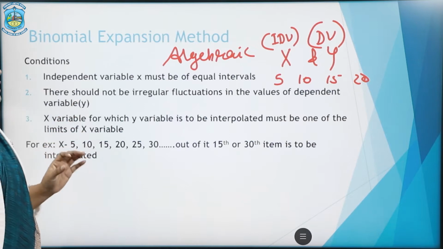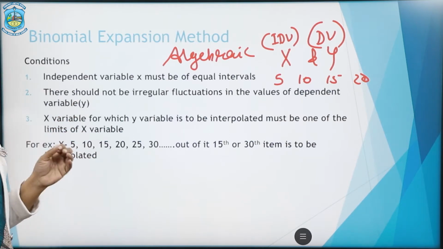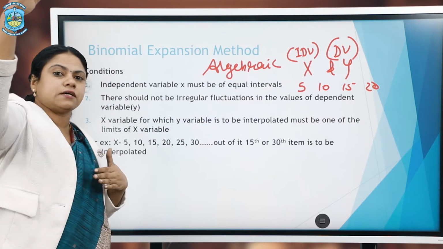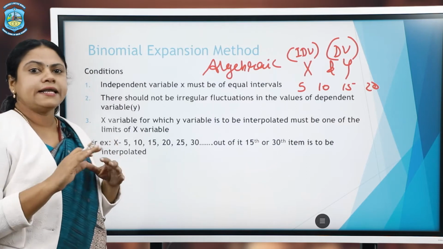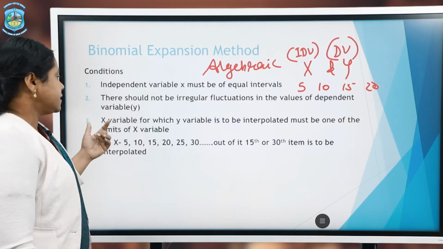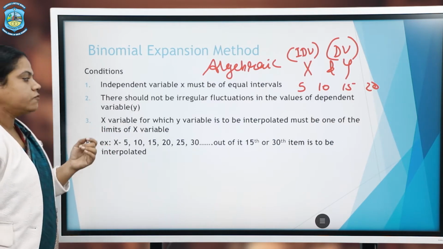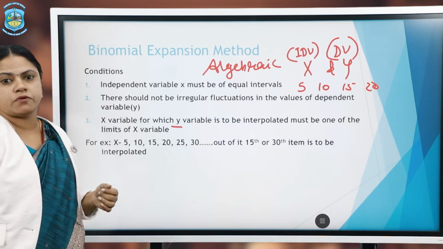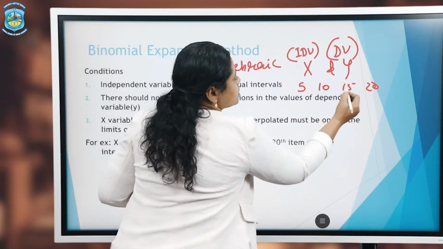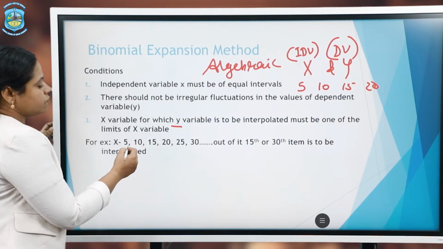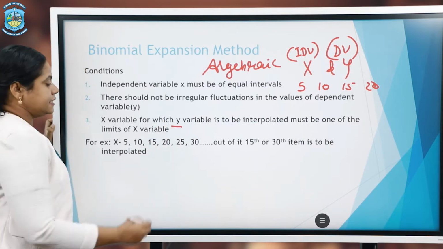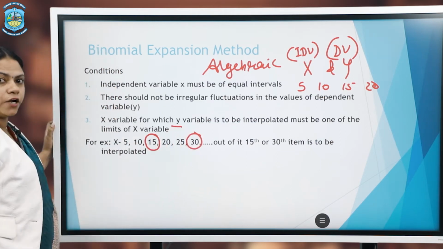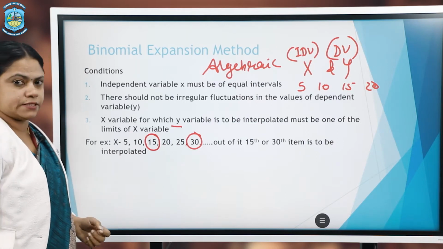Now, there should not be irregular fluctuations in the value of the dependent variable y. There should not be any irregular fluctuations, where all of a sudden it is hiking like anything and then decreasing. That kind of irregular fluctuation is not allowed here. Then the third point is that the x value for which the y value is to be interpolated must be within the limits of the x variable. For example, with 5, 10, 15, 20, 25, 30, we can interpolate for 15, we can even find out for 30. That means it must be within the limits of the independent variable x.